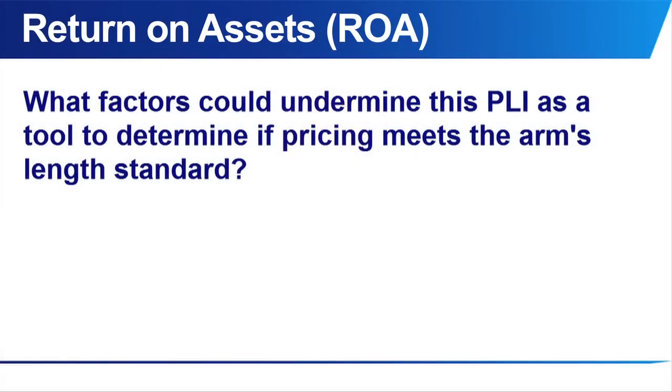What factors could undermine this PLI that we use to determine if transfer price between the related parties meets the arm's length standard? Think of any factors that could potentially affect the different components of the ROA formula, and specifically price, P, unit cost, UC, or asset, A. For instance, asset value could be distorted.